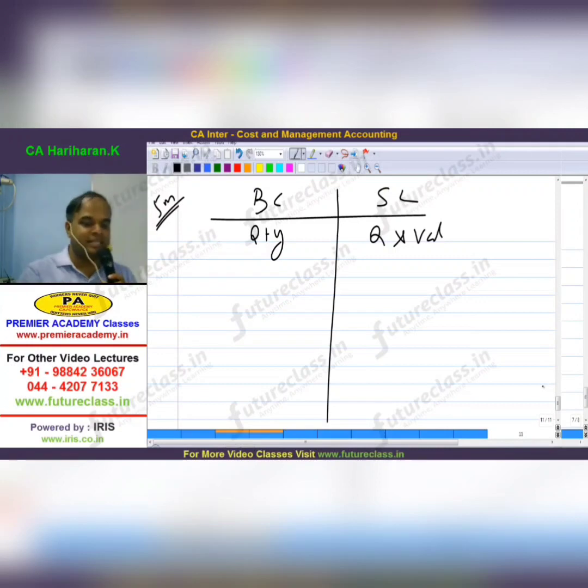This is a 5 mark question. I need full attention. What is the first difference? Quantitative record.